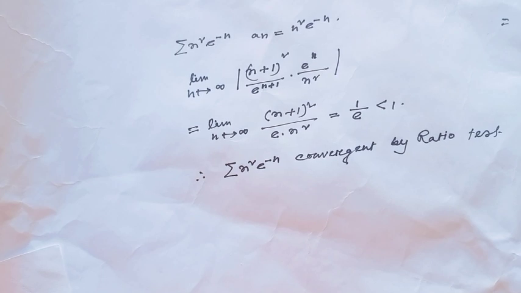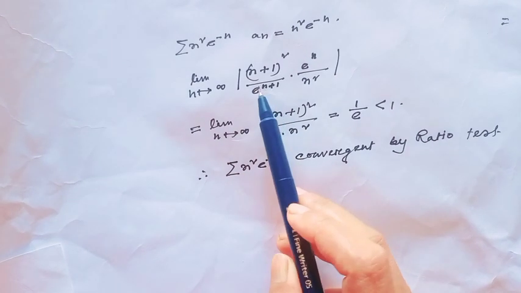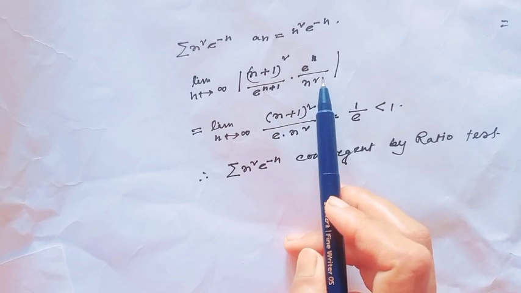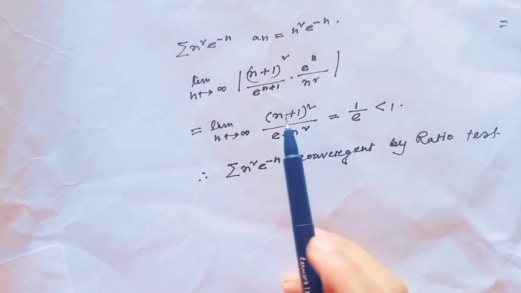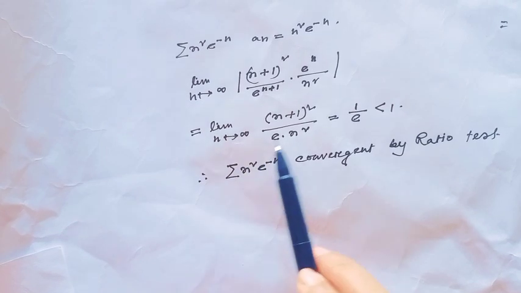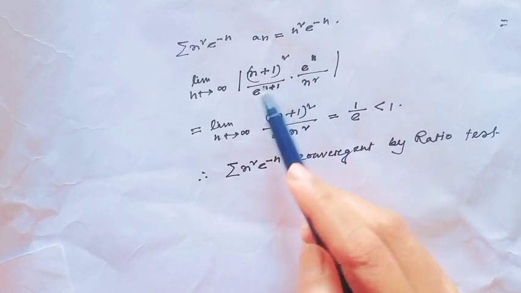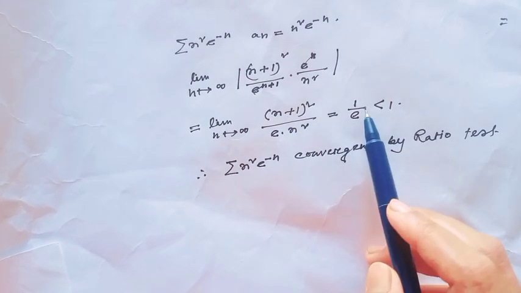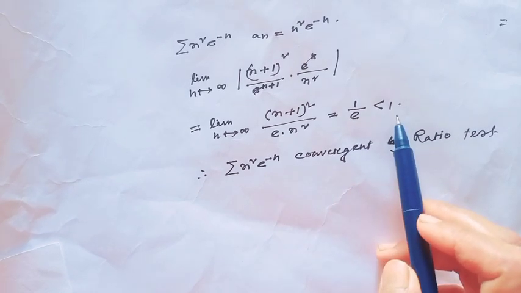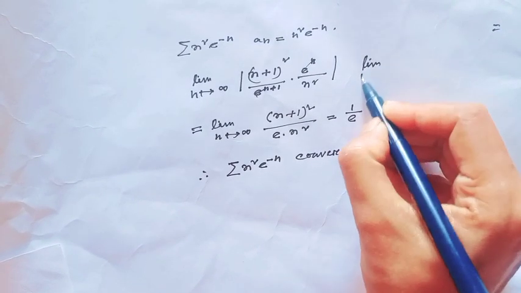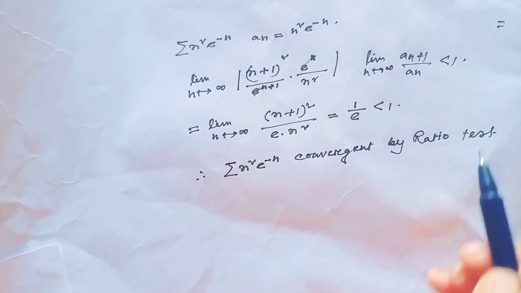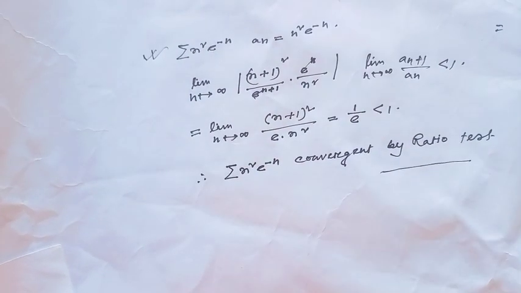By the ratio test, here a_n equals n square e to the power minus n, then limit n goes to infinity a_(n+1) over a_n, that means n plus 1 whole square e to the power minus (n plus 1) times e to the power n over n square. Here cancel e to the power n, and limit of (n plus 1) whole square over n square is 1. Therefore this is equal to 1 over e, and 1 over e is always less than 1, so by ratio test we can tell this series is a convergent series.